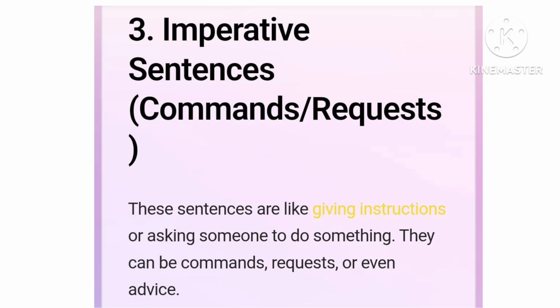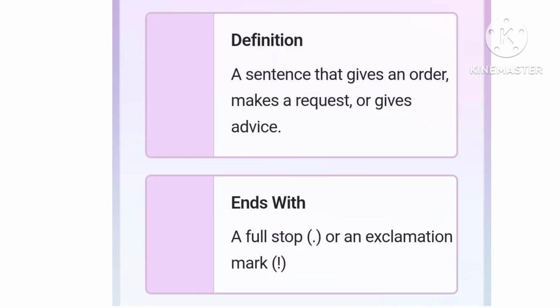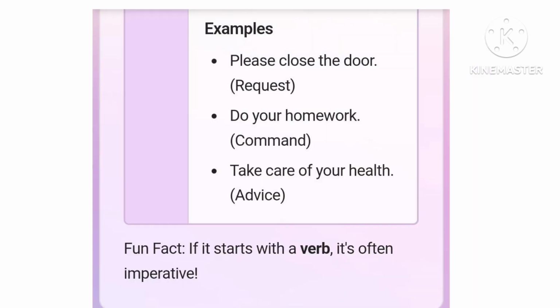Now the third type, imperative sentence. Imperative sentence means commands or requests. These sentences are like giving instruction or asking someone to do something. They can be commands, requests, or even advice. So the definition is: a sentence that gives an order, makes a request, or gives advice is called an imperative sentence. And it ends with a full stop or an exclamation mark sometimes.